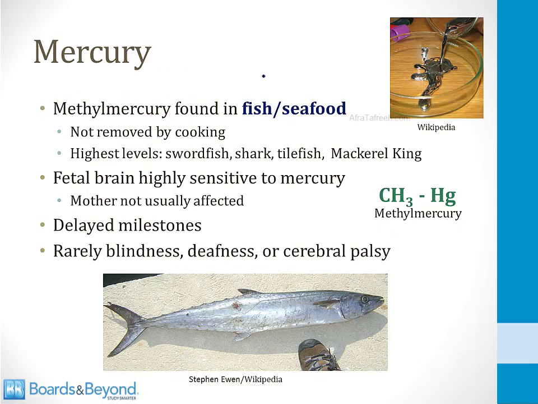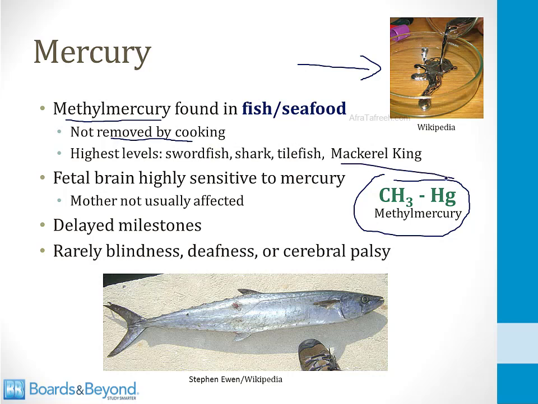Mercury is a potential teratogen. Mercury is a metallic element. This is a picture of liquid mercury on the screen here, and it's found in fish and seafood in the form of methylmercury. Methylmercury is mercury bound to a methyl group. This is found in fish and seafood, and it's not removed by cooking, and the highest levels are found in swordfish, shark, tilefish, and king mackerel. This is a picture of a king mackerel at the bottom of the screen here.